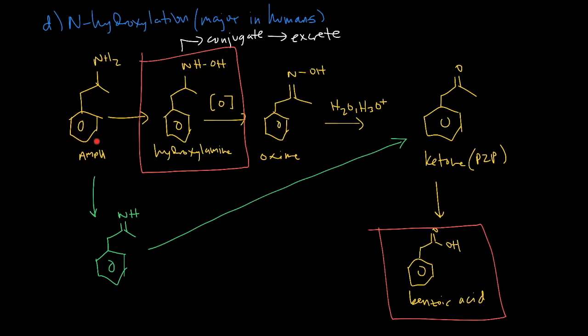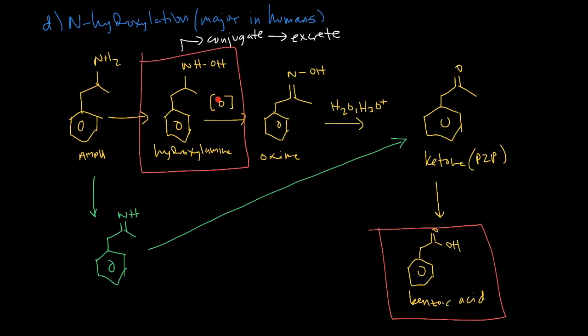First, it undergoes hydroxylation at the nitrogen. So the first step is N-hydroxylation, meaning you're adding a hydroxyl to the nitrogen. Here's your nitrogen, adding a hydroxyl makes it a hydroxylamine. You can conjugate this and you can excrete it. Or, reaction number 2. You can start with amphetamine, add a hydroxyl group again to make the hydroxylamine.